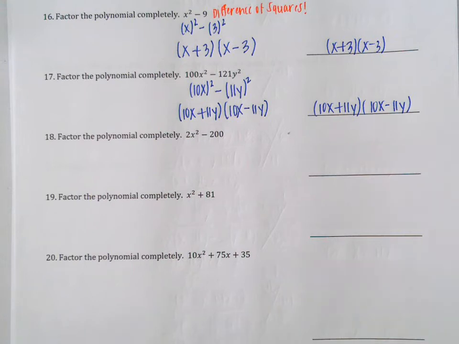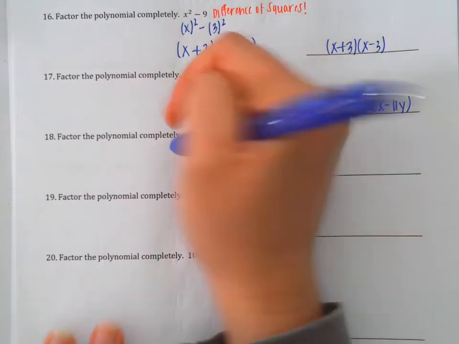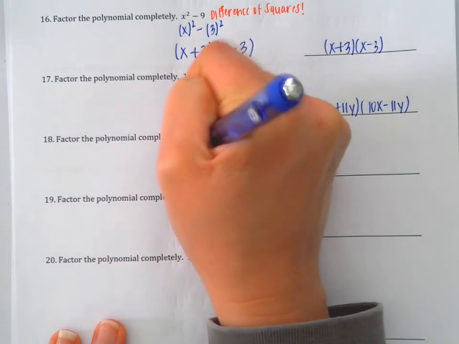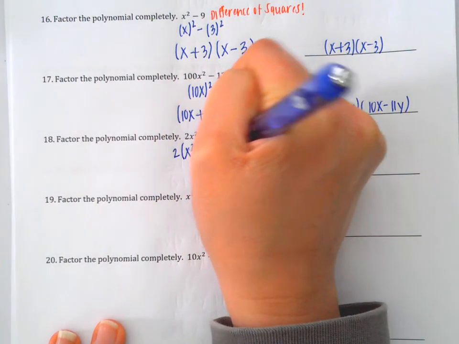Okay, so 2x squared minus 200. 2 terms, they're subtracting, so I'm thinking difference of squares. But wait, 2 is not a perfect square and 200 is not a perfect square. So I think, wait a second, does a number go evenly into both of those? Is there a GCF I can factor out? And there is. So I can actually factor out a 2 from both of these. And I'd be left with x squared minus 100.